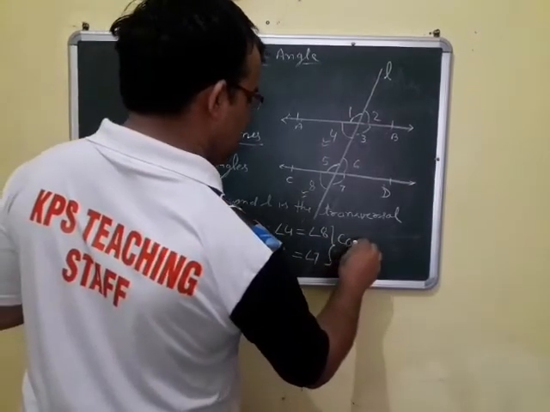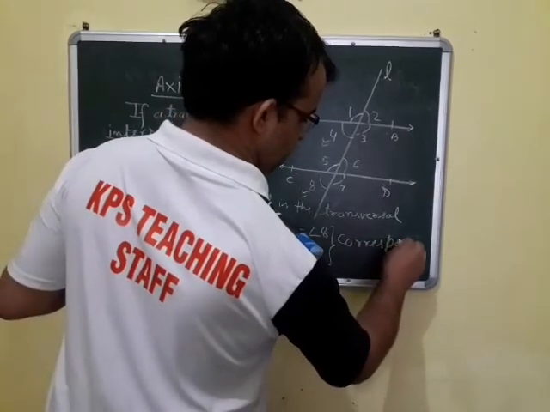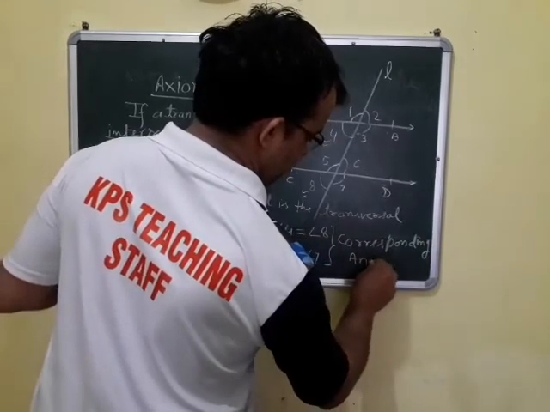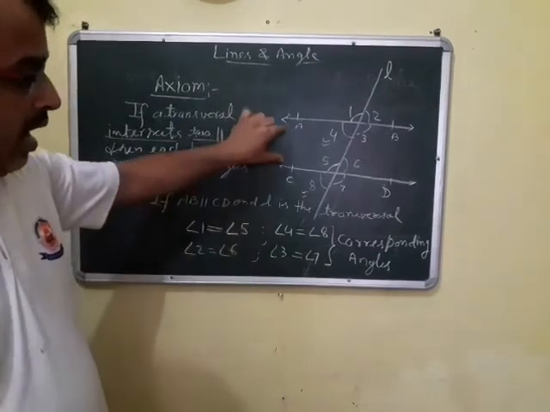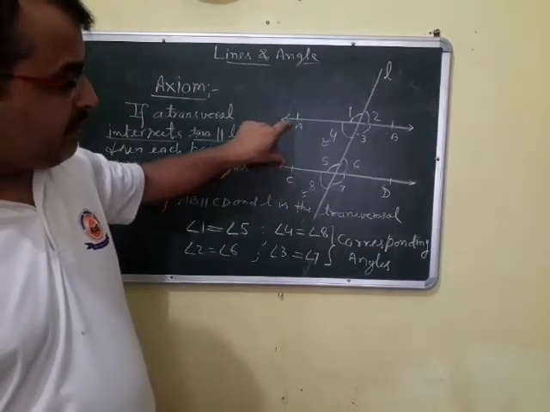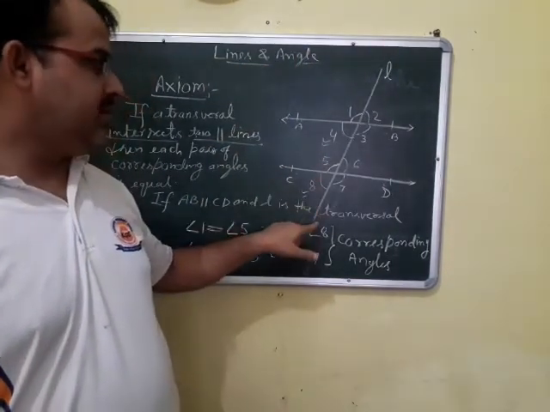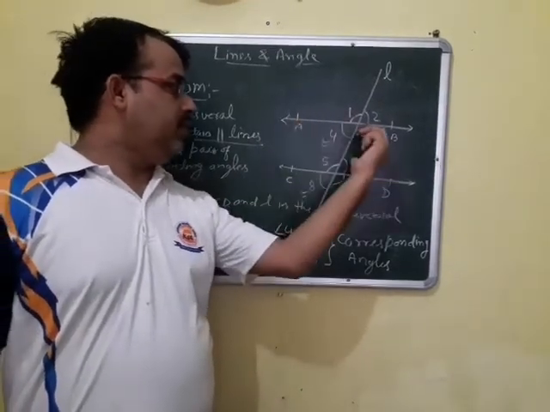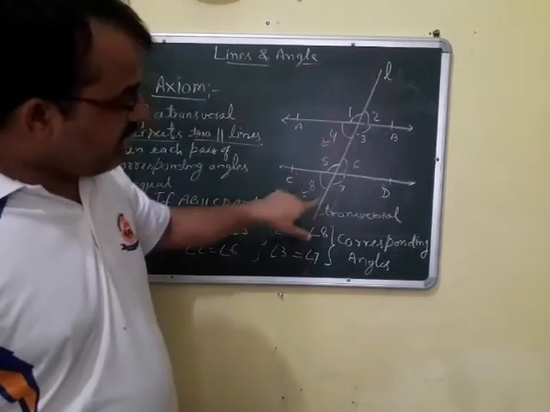Which corresponding angles are equal? What is the condition here? AB line and CD line are parallels and line L is a transversal. In that condition, जब AB और CD line क्या हो? Parallel हो. You know that parallel? Clear? तो parallel हो और L क्या कर रहा है उसमें?